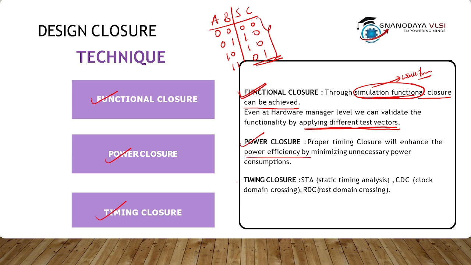And timing closure means you need to work with static timing analysis. That is timing closure. Then CDC, clock domain crossing. Different clocks are there, so you need to work with CDC. In digital you work under only one single clock, but when multiple clocks are there, you get CDC, clock domain crossing, and reset related things. You need to learn about RDC, which is nothing but reset domain crossing.